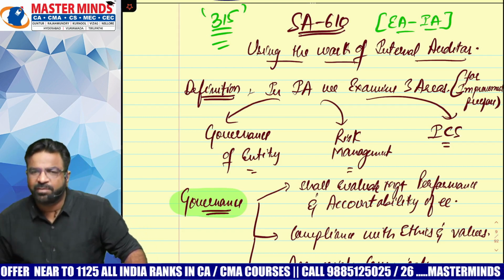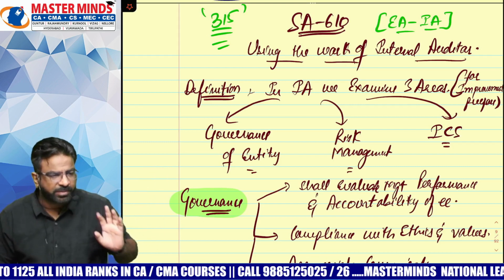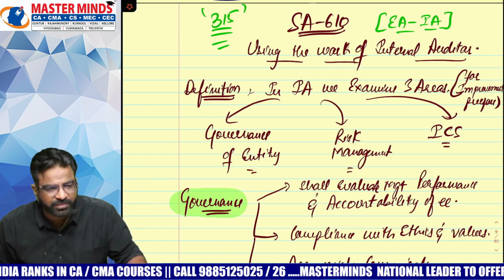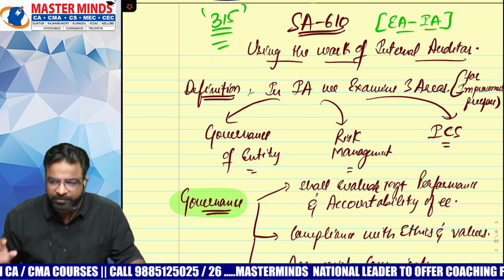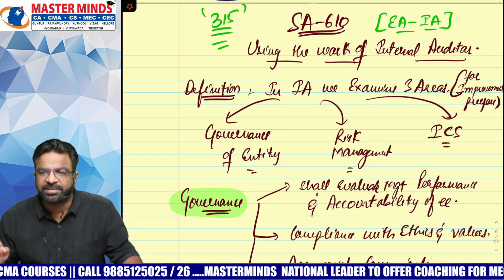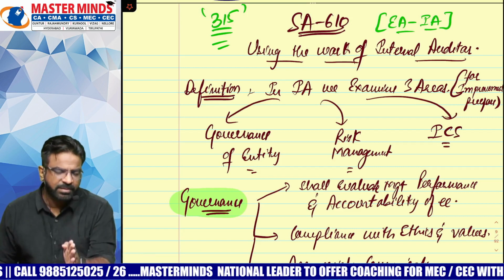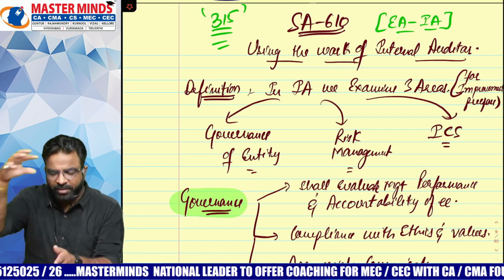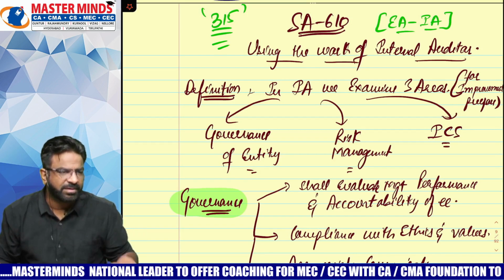SA 600 was what and is what right now? What is the name of SA 610? First tell me: using the work of internal audit, by whom? By the external auditor. So there is an organization, there is internal audit and there is a statutory auditor. The statutory auditor goes to the internal auditor and says, boss, I need your work. That is where the 610 requirement comes.